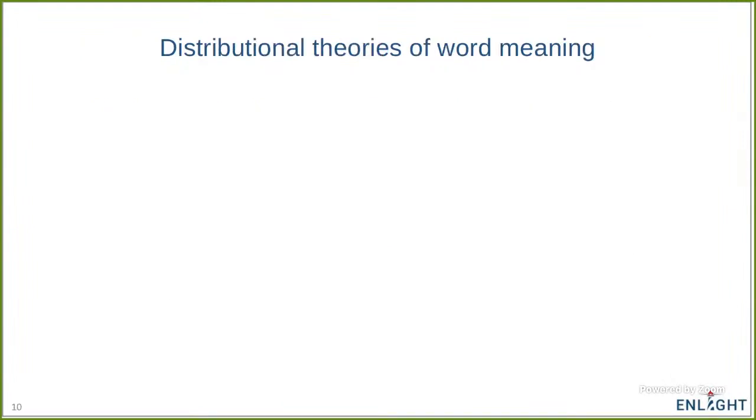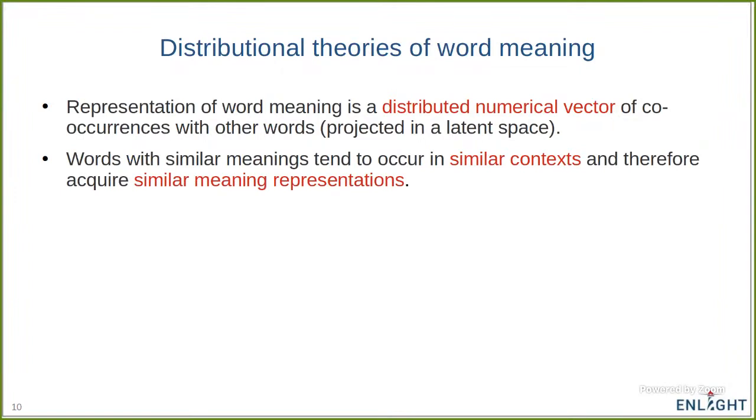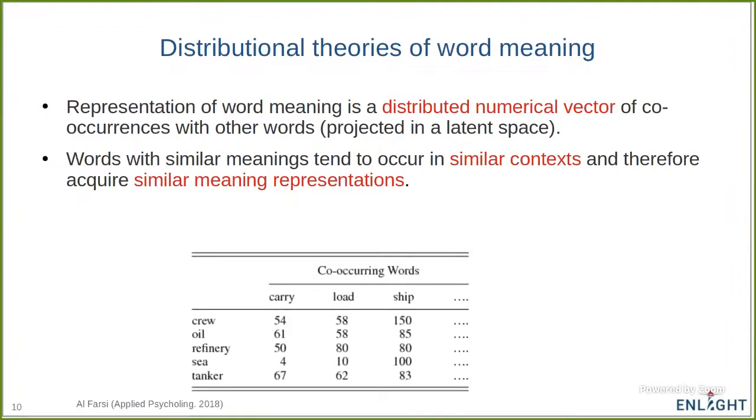When we think of language, in order to create word meanings that are the basic blocks, distributional theories come up with representations based on distributed numerical vectors that are derived from word co-occurrences in different contexts, and these are then projected in a low-dimensional latent space. So what we can observe is that words with similar meanings, like doctor and nurse, tend to occur in similar contexts, and therefore they acquire similar meaning representations. So for instance, in this table, we can see that several words, like crew, oil, could be described in terms of numbers that are then processed in certain ways, that are derived from word co-occurrences.